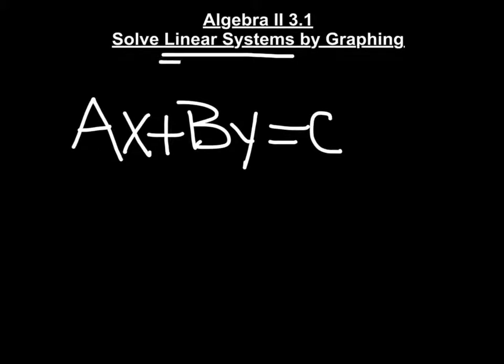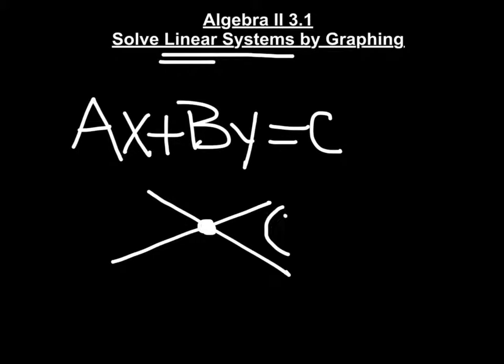Now linear, remember that linear is going to make a line. So we will have one equation that makes a line, and the second equation will make another line. The solution to the system is going to be the ordered pair where they intersect. An ordered pair is represented by x and y, which are the coordinates on the coordinate plane. So a solution is the ordered pair where those two lines cross.